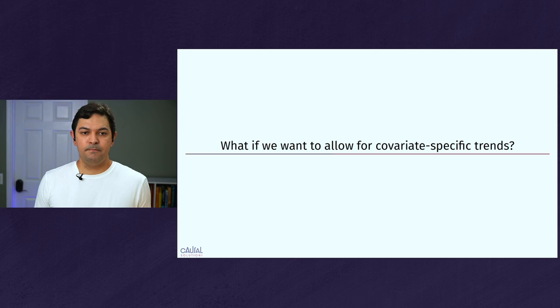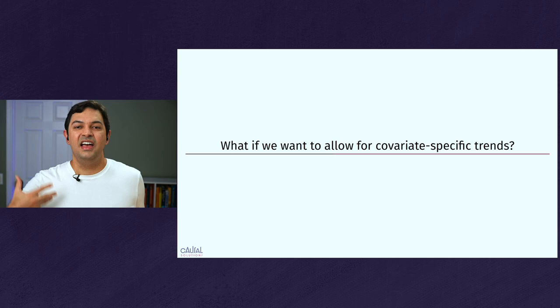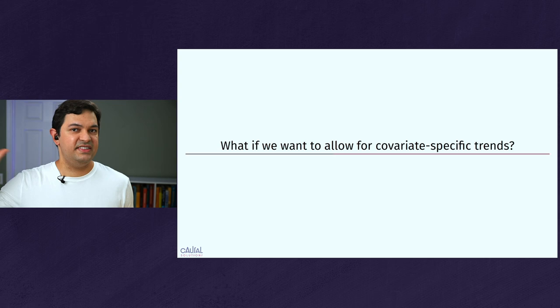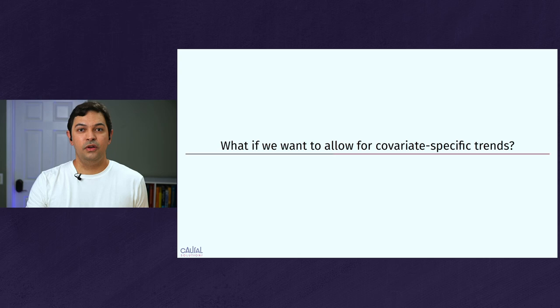The question is, we still have to satisfy our parallel trends. So in that situation, what if I only believe in parallel trends after I condition on observed pretreatment characteristics, features X? What if parallel trends is only plausible after I condition on covariates? How can I do triple differences reliably with covariates?